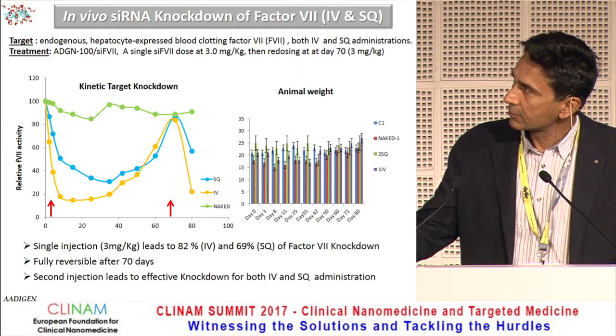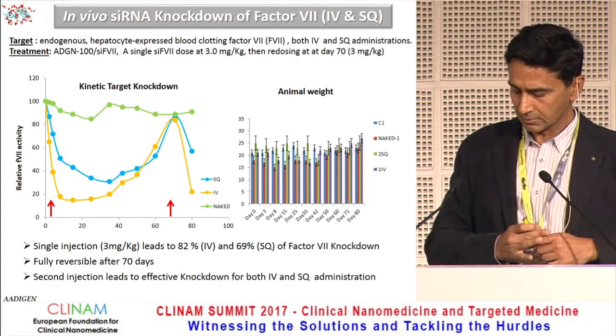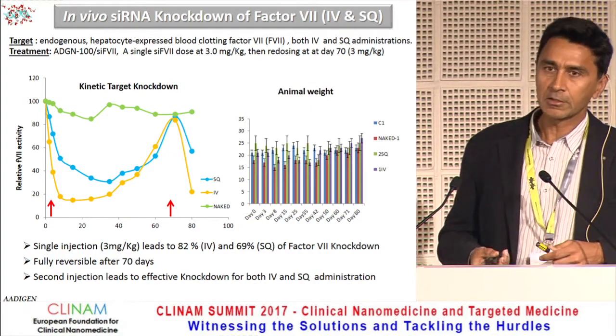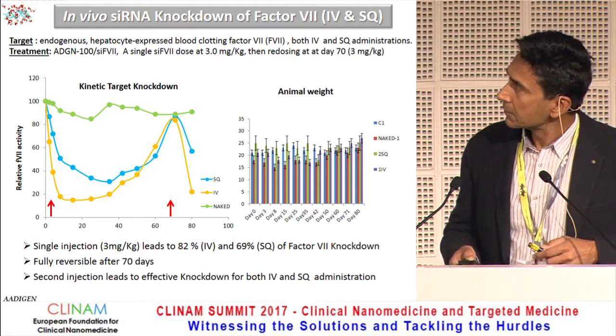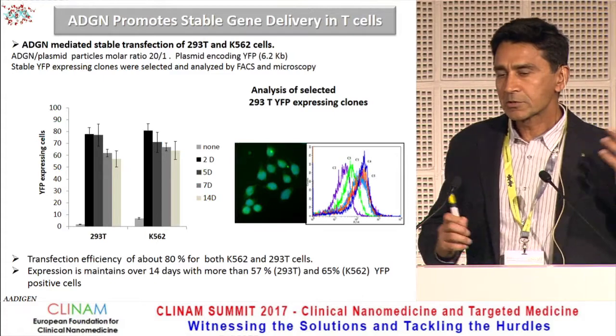By day 70 or so, you're back to normal, and you can hit it again and once again get a good knockdown. So you can do a repeat administration depending on, again, the target you're going after, and adjust the dose, etc. Okay, so that was siRNA delivery.